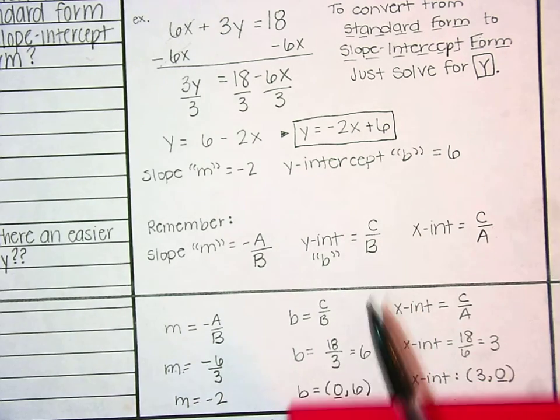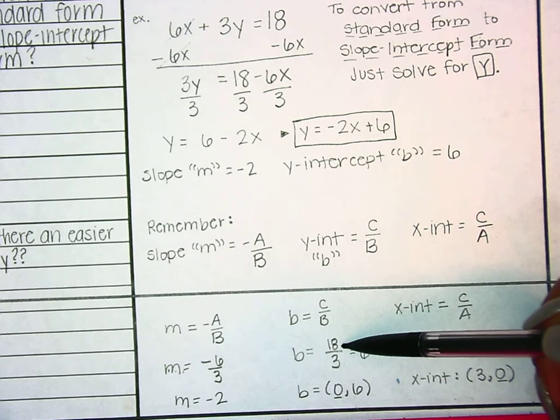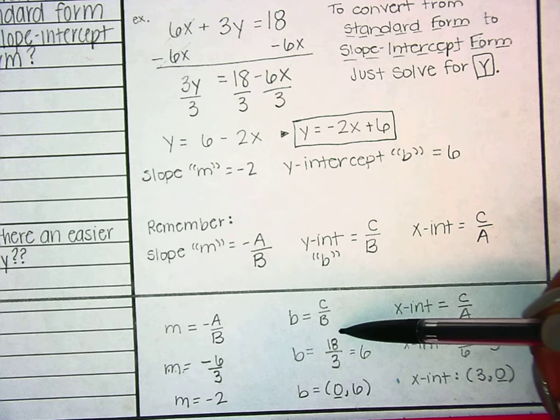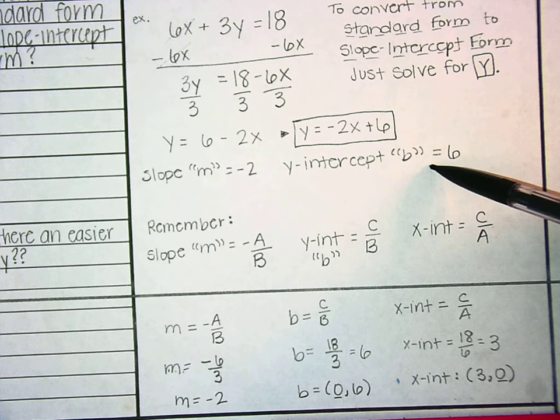Same thing with my y-intercept. I can plug in the values for c and b. C is 18, b is 3. 18 divided by 3 is 6. This is the same y-intercept that I found in my example when I solved for y.